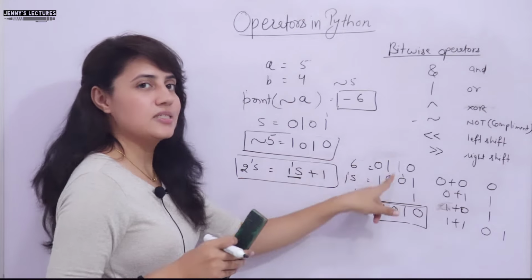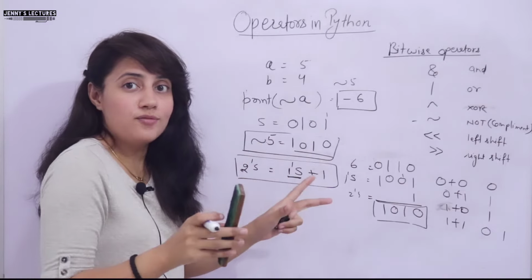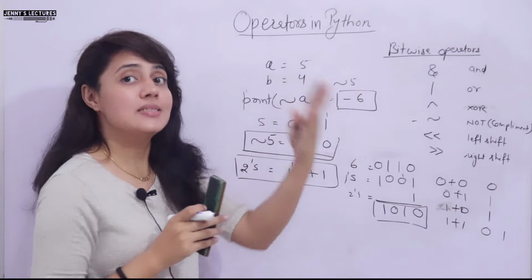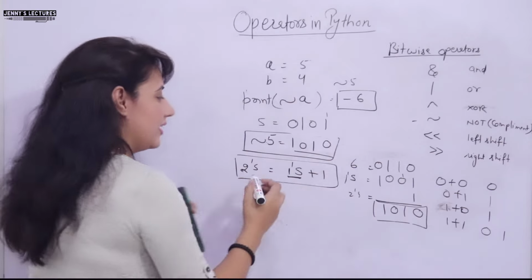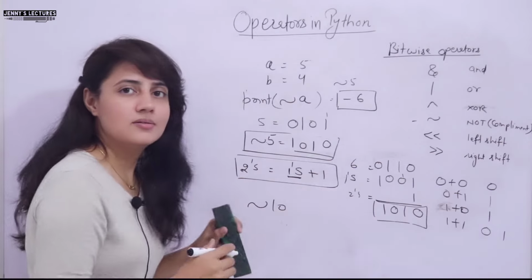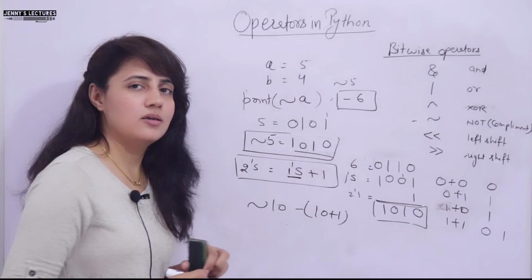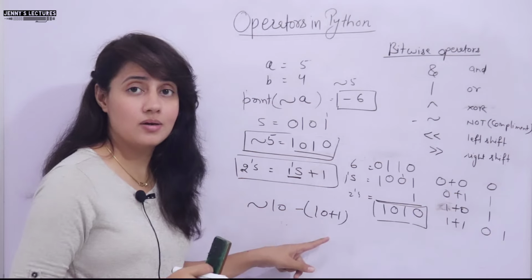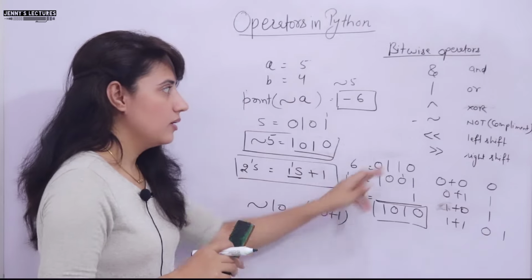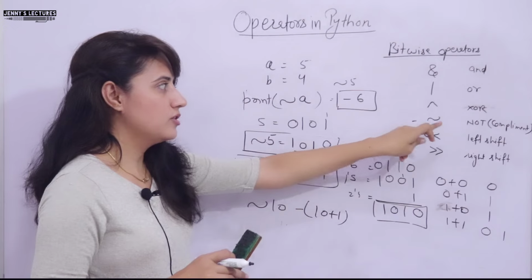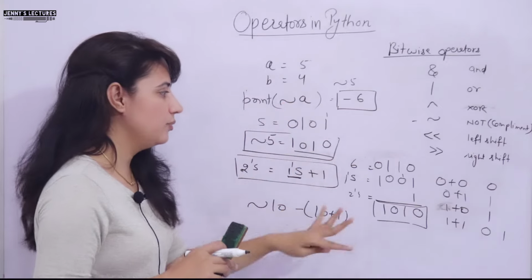This is how we store minus 6, and this is exactly the negation of 5, 1, 0, 1, 0. That is why the negation of 5 is always minus 6. So the simple method is: the negation of any number, like the negation of 10, you will simply get that number plus 1 with a minus sign. So you will get minus 11. Okay. I hope you got how this works, and why we get this result from the not or complement operator. I hope you got this now.